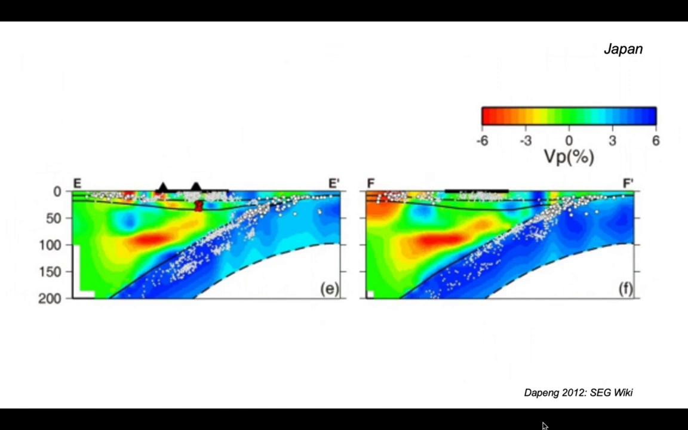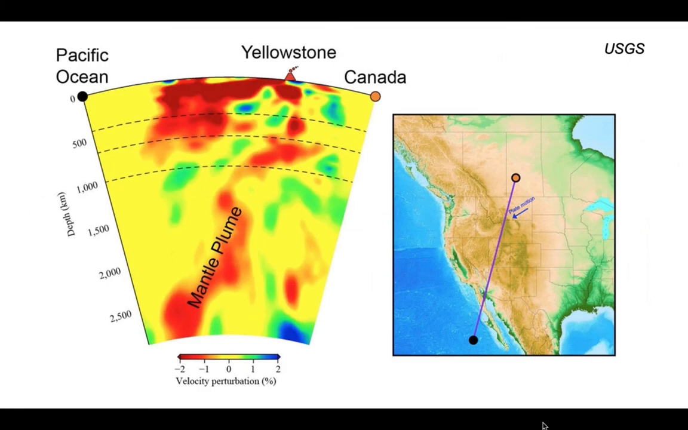Just to zoom in on that, here we go. Slightly blurry, a couple of these images with the cold slab going down with seismic velocities of P waves some 6% faster than predicted for the slabs and some 6% slower for the hot bits coming up beneath the island. But it's not only subducting slabs that can be imaged through seismic tomography.